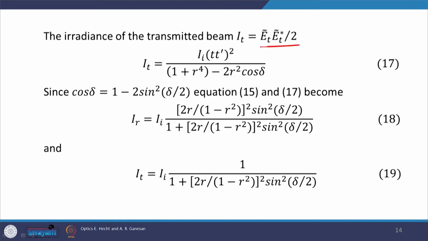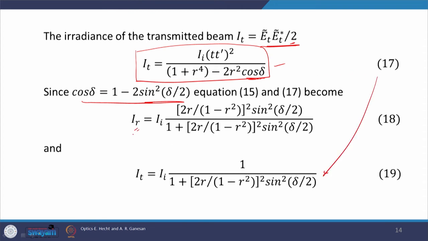Now, in the transmitted arm, let us calculate the irradiance, which is E_t tilde into E_t tilde star, of course the complex conjugate, by 2. The expression for irradiance is this. To simplify it, let us represent cos in terms of sine. We know that cos delta is equal to 1 minus 2 sine square delta by 2. Using this formula, we get equation 17 here, while the irradiance expression for the reflected ray is given by equation number 18, wherein we have just expressed cos delta in terms of sin delta by 2.